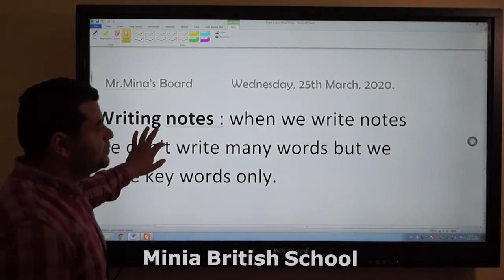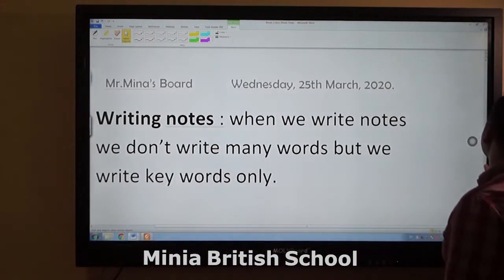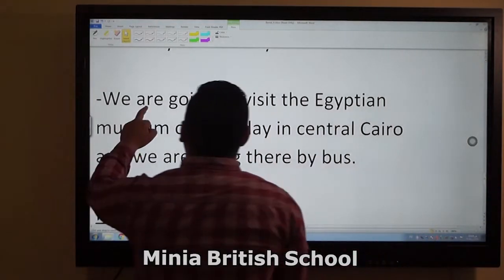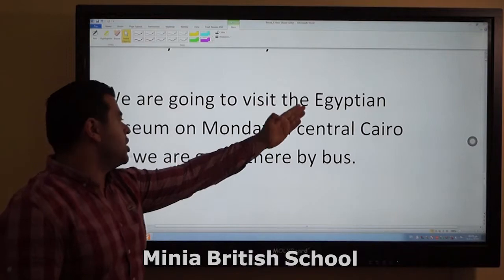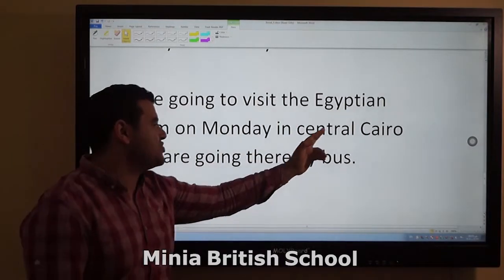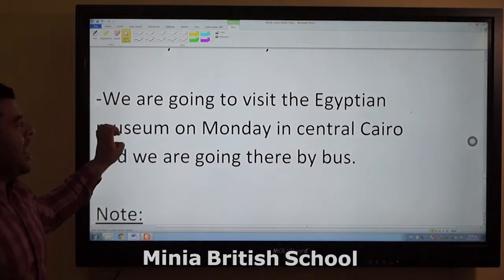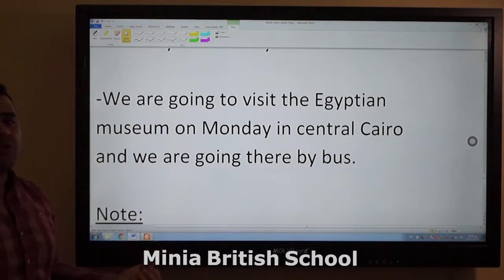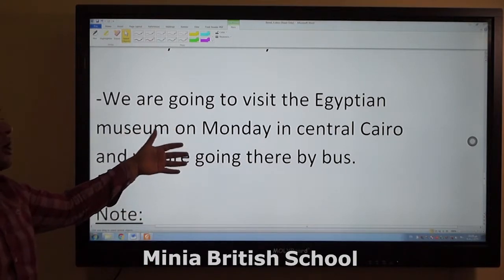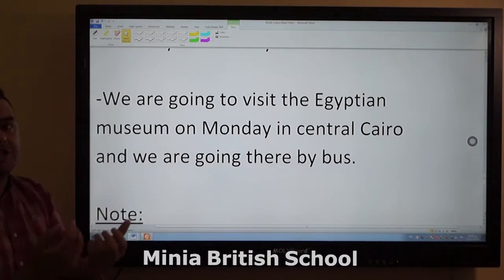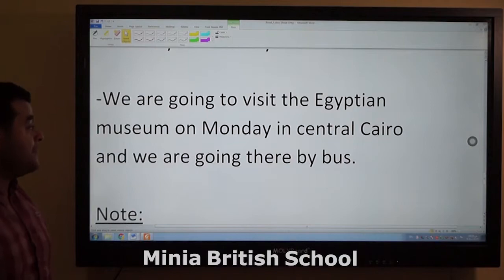For example, look at this one. We are going to visit the Egyptian Museum on Monday in central Cairo, and we are going there by bus. Look at this, about 3 lines. When you write notes, you don't write these 3 lines. No, you can sum up these 3 lines with 2 or 3 to 4 words, key words, to help you remembering what they said.